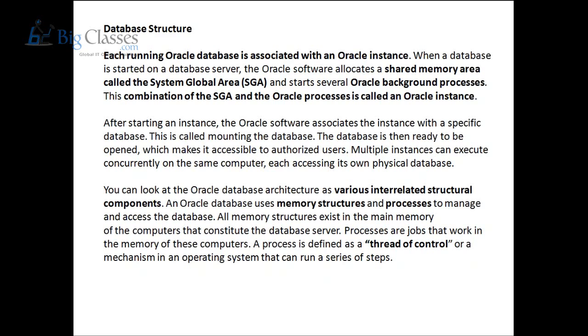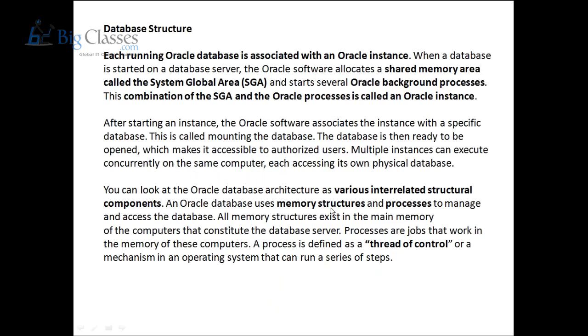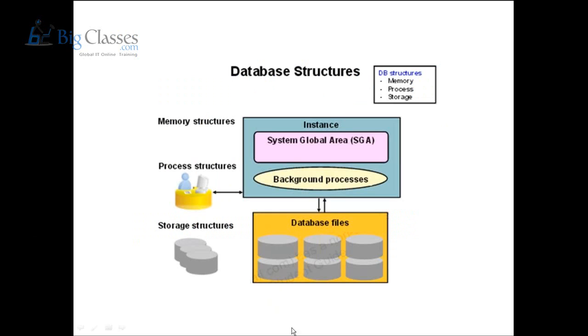So you can look at your Oracle database architecture as various interrelated structural components. That is because the memory allocation we were talking about, your system global area, has been categorized as memory structure. All the background processes put together have been categorized as process structure, and all the physical files that are created have been categorized as storage structure. So that's why you can look at your Oracle database as various interrelated structural components, right? These are all dependent on each other. Oracle database uses your memory and process structure to manage and access the data inside your database. So to access data in these files, you require these two structures, memory and process.